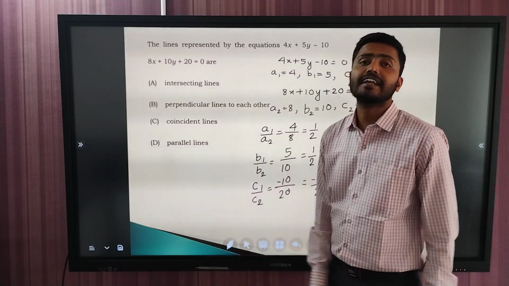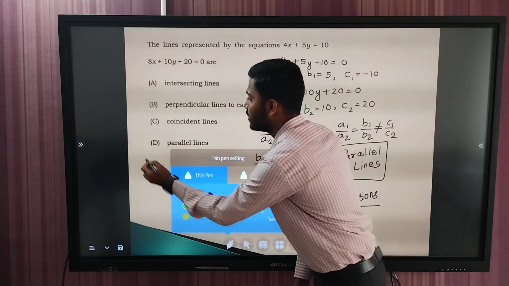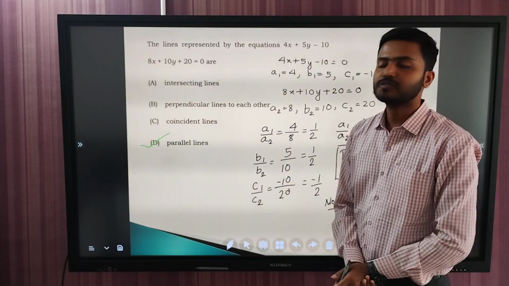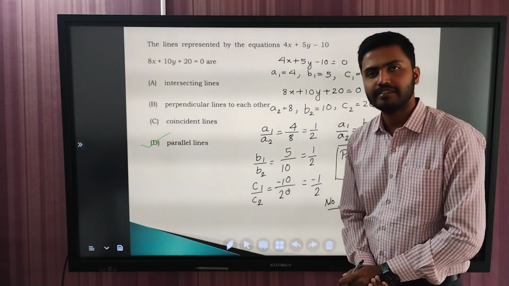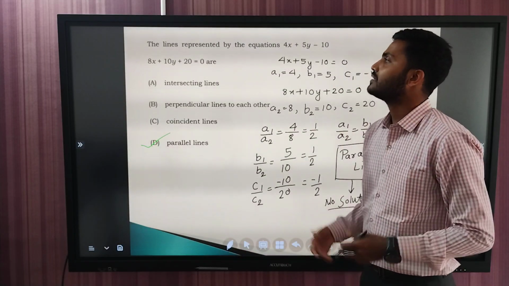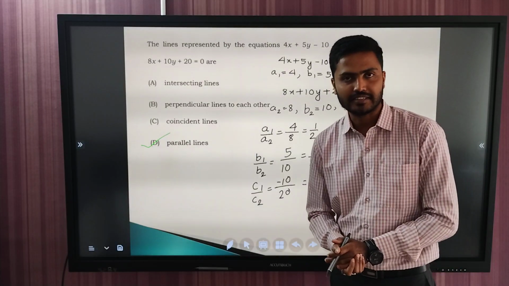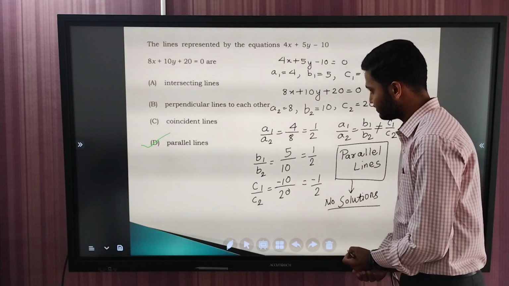So which means the correct answer to this question, my dear students, is going to be option D. So option D, parallel lines, is going to be the answer for this particular question. Okay. So now that we have understood this interesting question, let us move on to the next question.